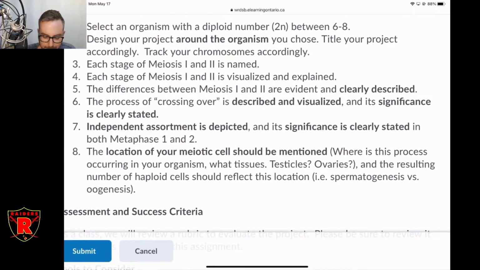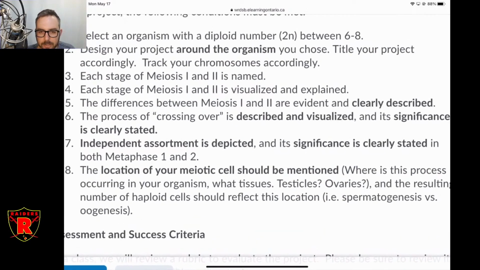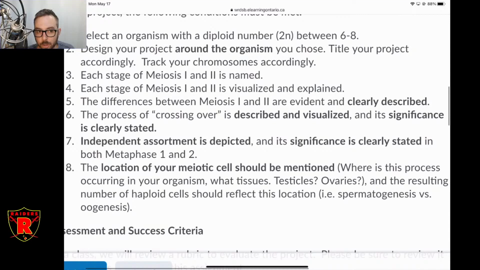You need to name each stage. Okay, so ideally it would be shown somewhere in your stage on a little card or in the corner or wherever.